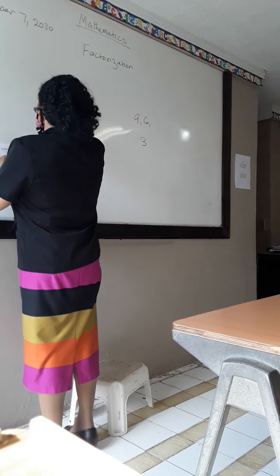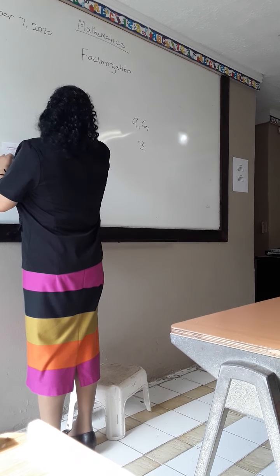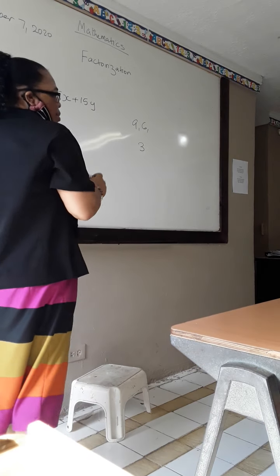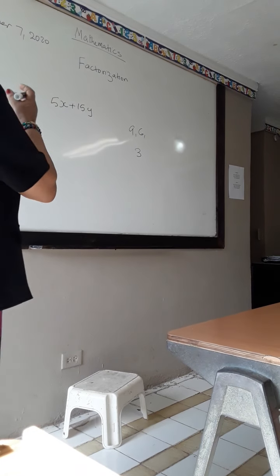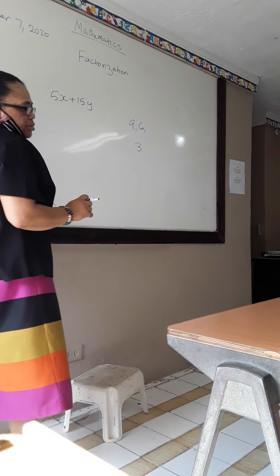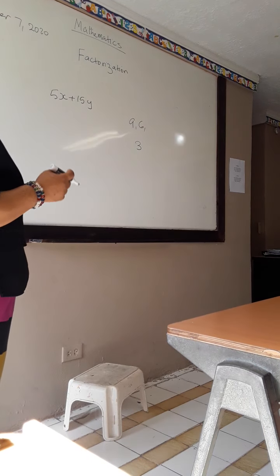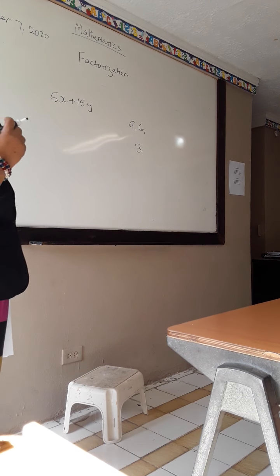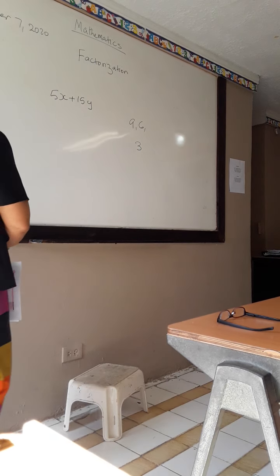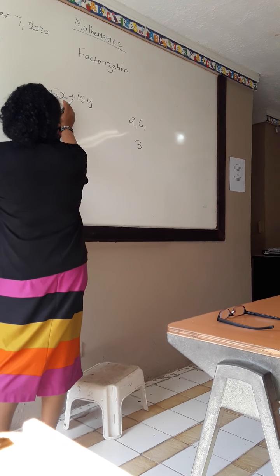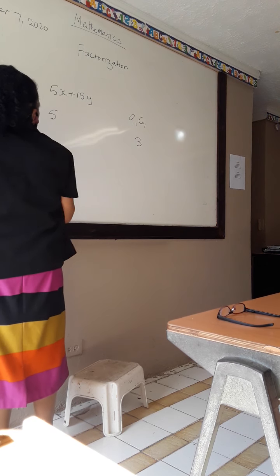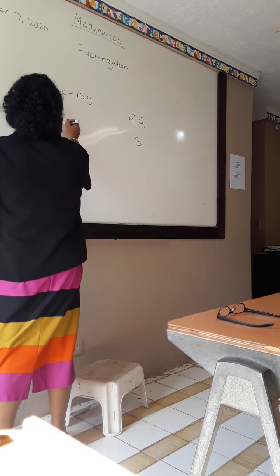So, here we go. 5x plus 15y. And I'm asking you for the common factor in these two terms. What would be the common factor here? 5. 5 can go into 5x and 5 can go into 15. So a common factor here would be 5. My 5 would be there.